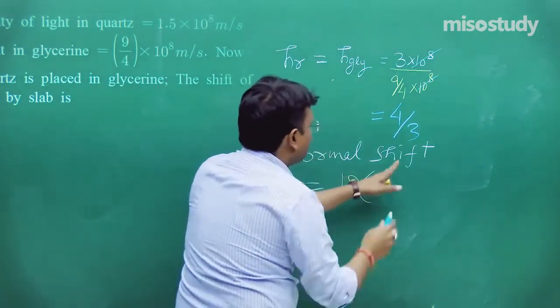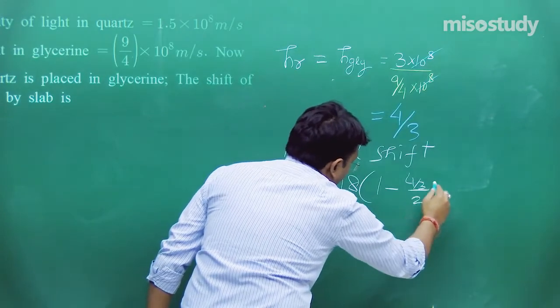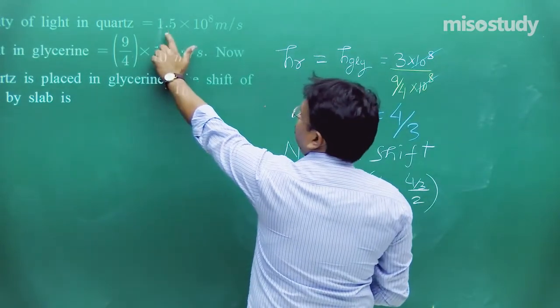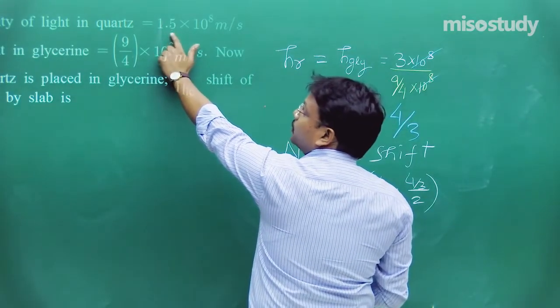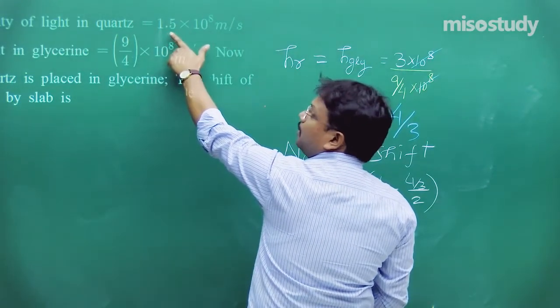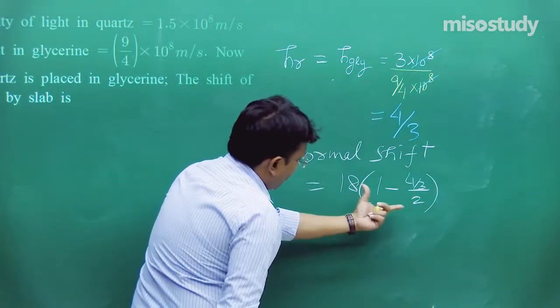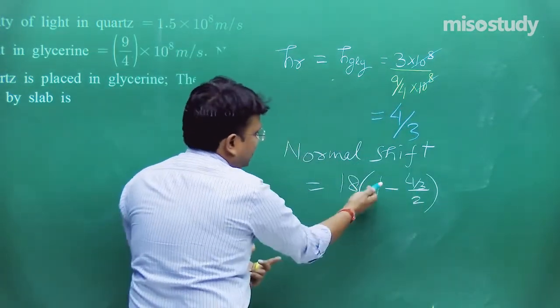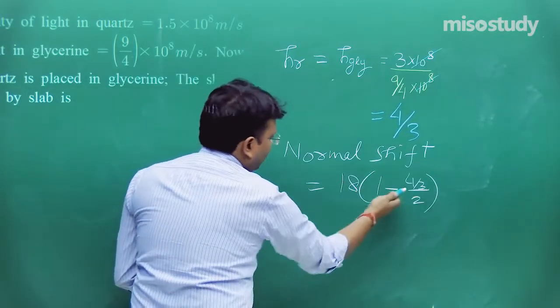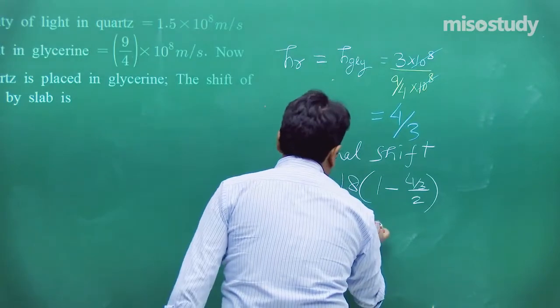1 minus, try to recall that formula value, 4 by 3 upon 2. Why 2? That's why I mentioned in the starting of the question, 1.5. So 3 into 10 to the power 8 divided by this value, ultimately you will get the mu as 2. Fine. Now I hope it is a very simple trivial solution. 2 1 2 minus 4 by 3 upon 2, 9. So finally normal shift you will get as 6 centimeter.